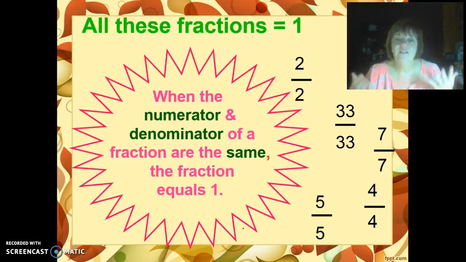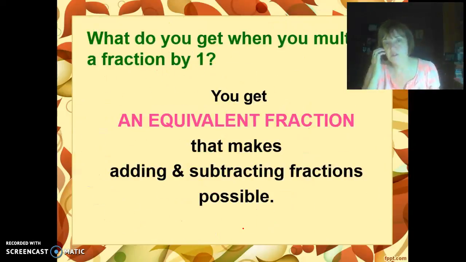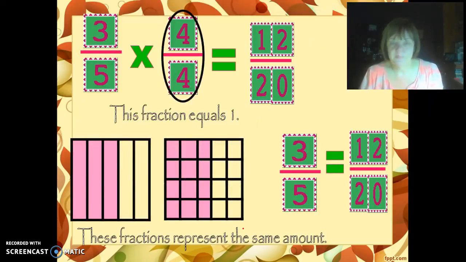Well, here in fractions, having a number and the denominator the same is 1. It is simply 1. So 2 over 2, 5 over 5, 33 over 33, 1,500 over 1,500. It doesn't matter. That is just 1. So we're not changing its value. And this is a huge thing. So what do you get when you multiply a fraction by 1? You get the equivalent fraction. And we're going to find out very soon that that's what we need to do in order to add and subtract fractions well and easily. Okay? So let's take a look at a few of these.